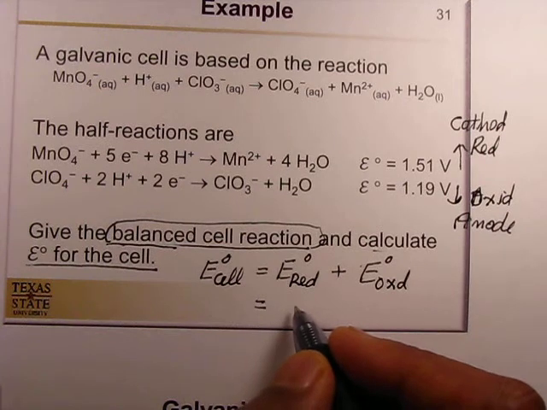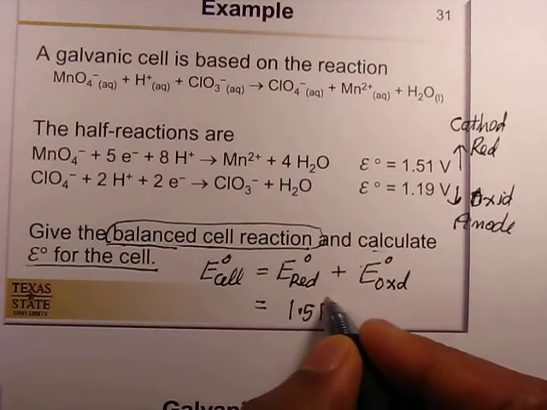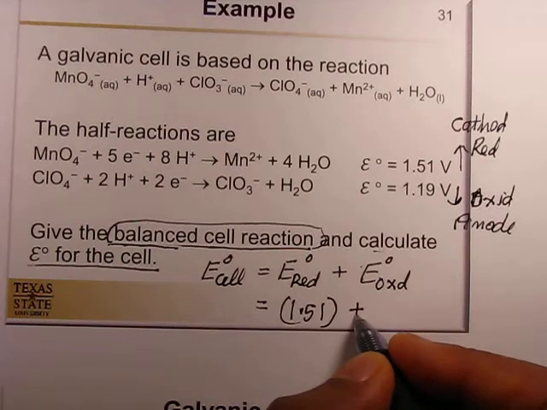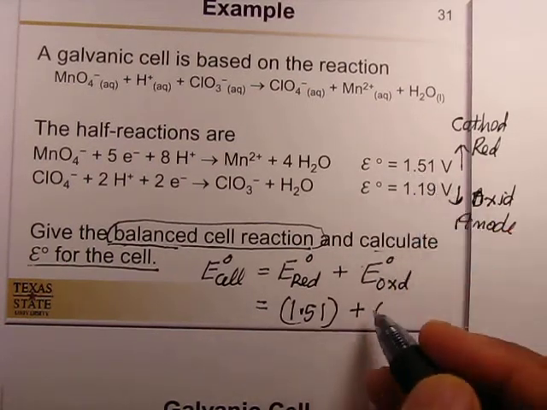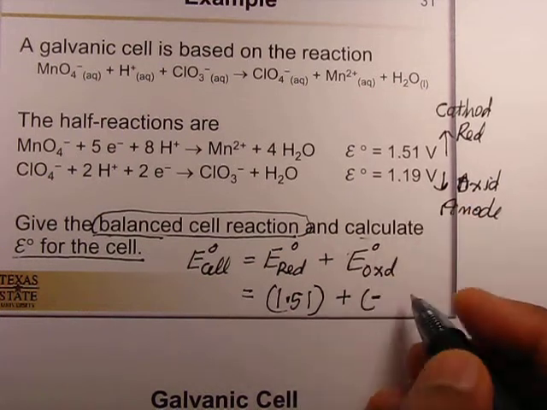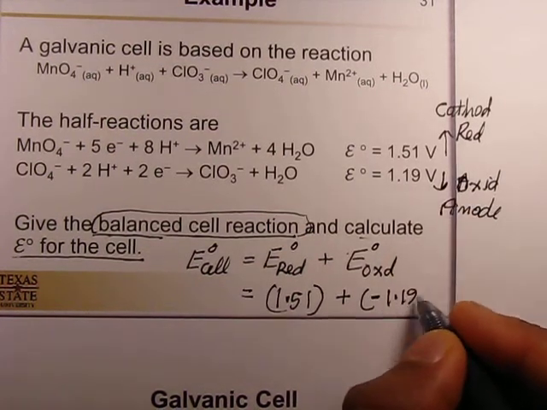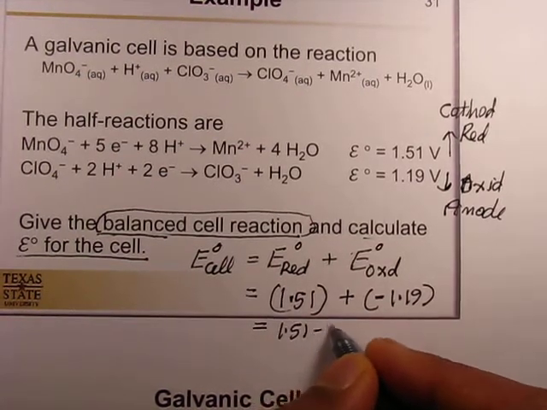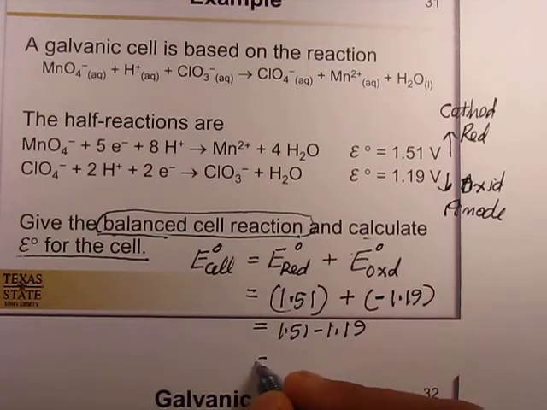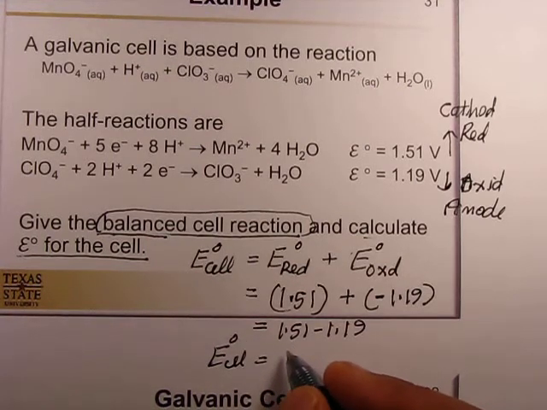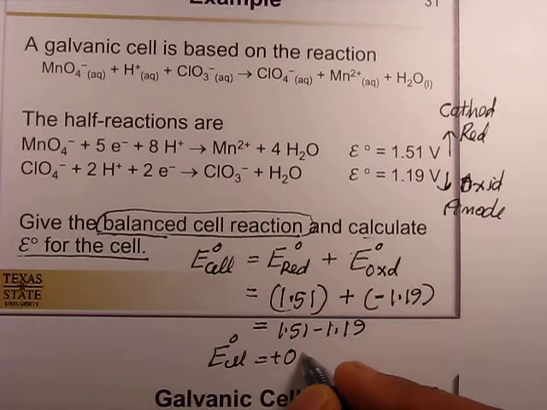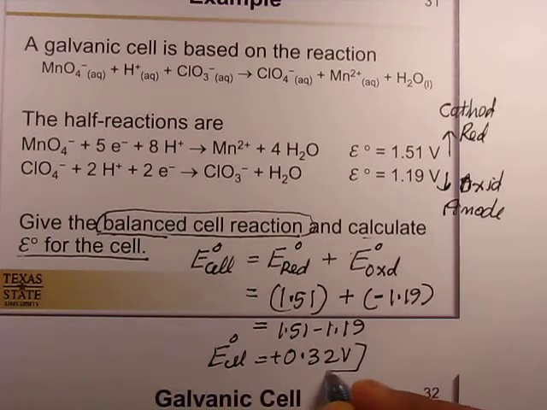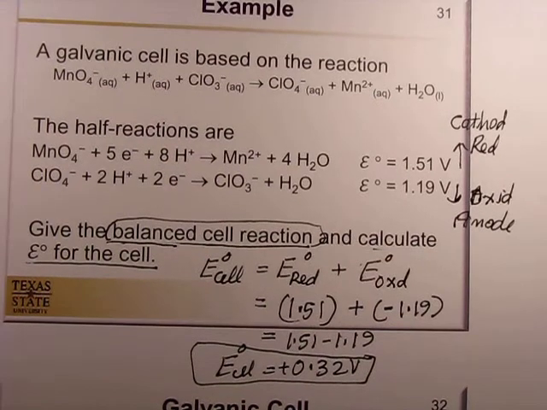So what we will do: 1.51 volt, and then plus, since both the values are positive, here we have to change the sign for the oxidation potential, which is negative 1.19. Once I open the parenthesis, basically we have to subtract: 1.51 minus 1.19. So E cell potential for this reaction will be positive 0.32 volt. This is another example of how we calculate the E cell from reduction potentials.